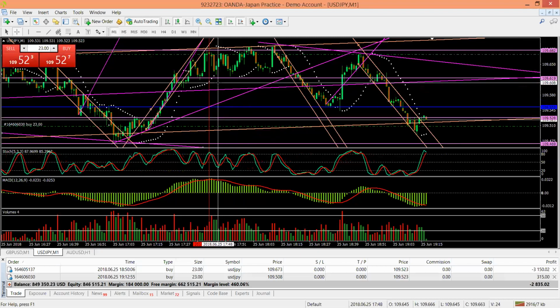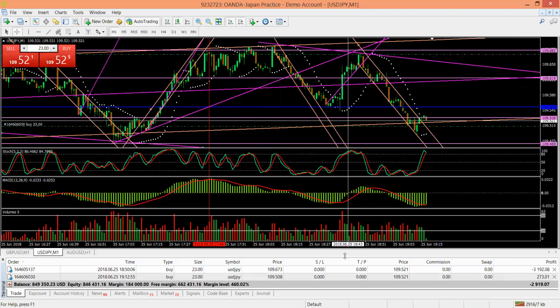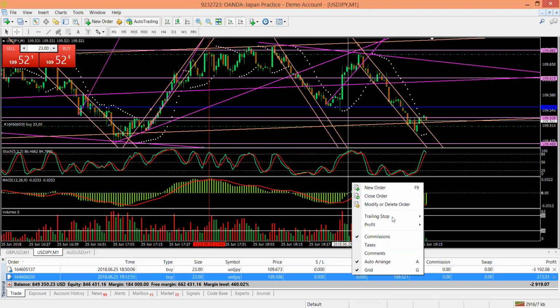I think profit here. 109.60. Yeah, as long as you can cover up the losses. So long as the count is positive, or I mean as long as you see a positive here, you can close everything.